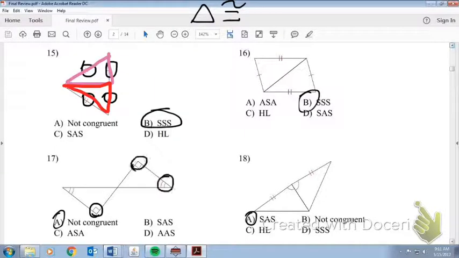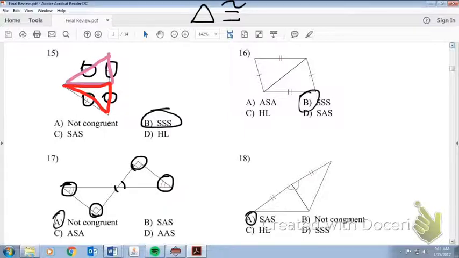Why? Because while I have all three angles congruent, I don't have a side. So those three angles tell me that it is similar, but they don't tell me that it's congruent. So all the sides will be proportional, but I have no information telling me that they're the same. Therefore, I'm going to put not congruent. Could be congruent, I just don't have the necessary information.